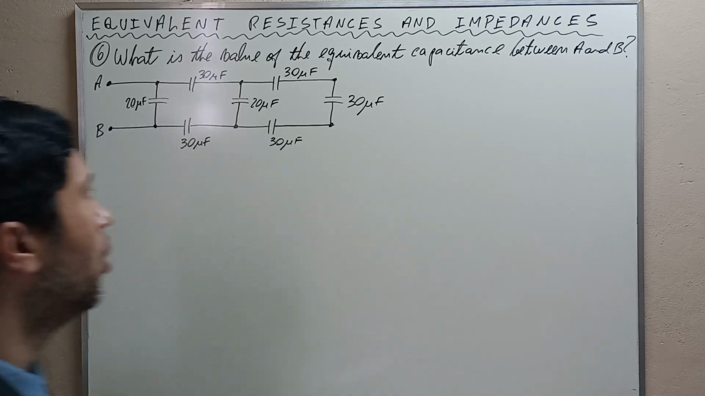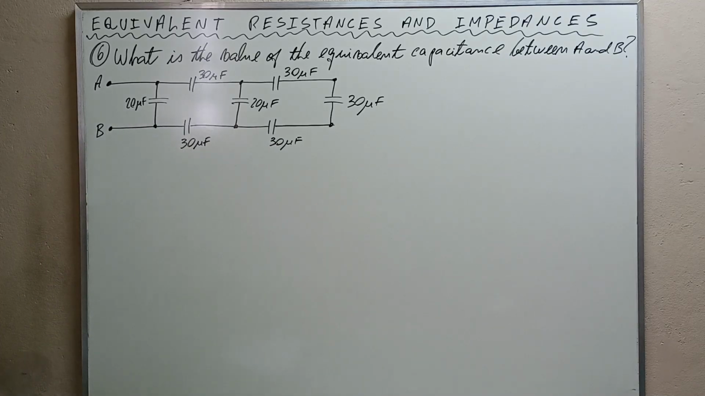Exercise number 6. What is the value of the equivalent capacitance between terminals A and B? This is the question. Let's go to the solution. As we did in the previous exercises, we will combine the capacitances in series and in parallel from right to left until there is only one capacitance. Observe that at the far right there are 3 capacitances in series. We combine capacitances in series as we combine resistances in parallel.